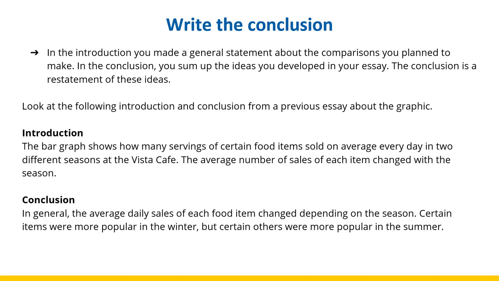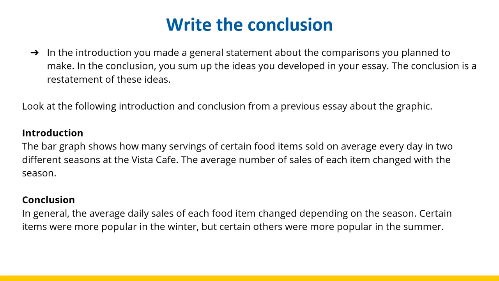Look at the following introduction and conclusion from a previous essay about the graphic. As you remember, we had an introduction that contained 2 sentences, and here they are. The bar graph shows how many servings of certain food items sold on average every day in 2 different seasons at the Vista Cafe. The average number of sales of each item changed with the season.